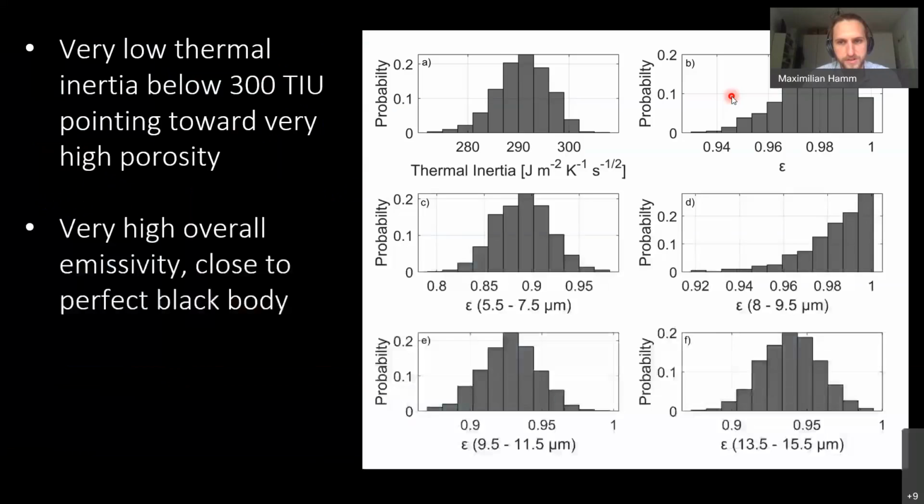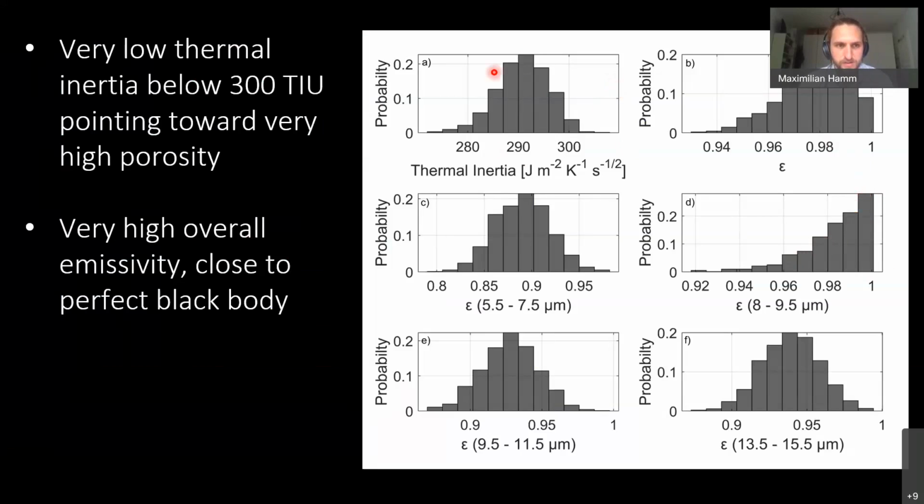Now, when we do this, we quickly converge to posterior distributions, which is shown in this slide here. So for each of the model parameters, we get a posterior distribution which is almost Gaussian, except for the emissivity, because the emissivity of the surface is so high that we are close to the physical boundary of a perfect black body. So here this distribution becomes very non-Gaussian.